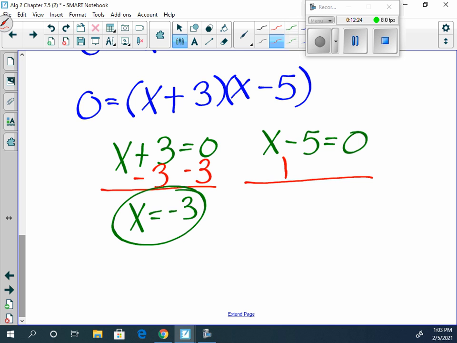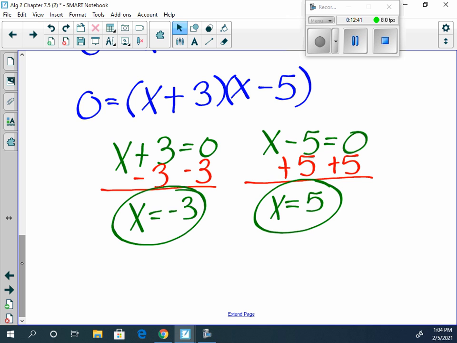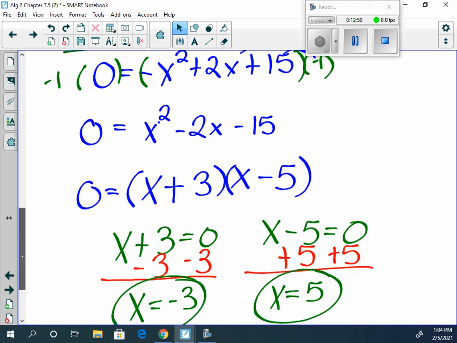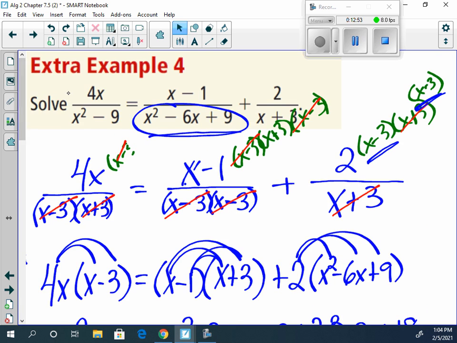On our other equation, we're going to add 5 to both sides. And when we add 5 to both sides, we get that x is equal to 5. And these here are the two solutions that we would have, negative 3 and 5, when we get all the way down here. Now, again, we do need to pay attention to our restrictions. So if we look back up at the top here, well, we had x minus 3, x plus 3, x minus 3, x plus 3. Well, these are both still x minus 3 and x plus 3.